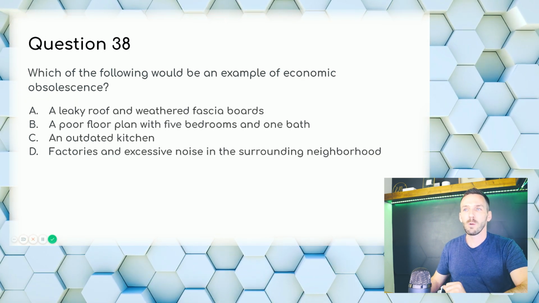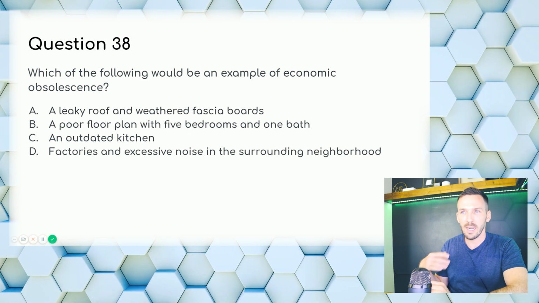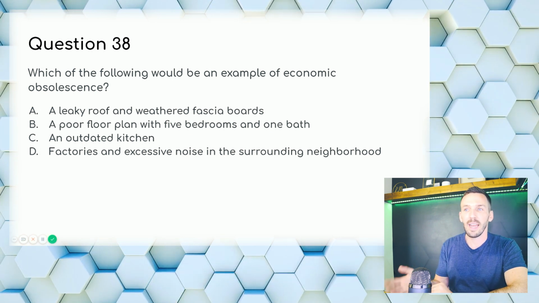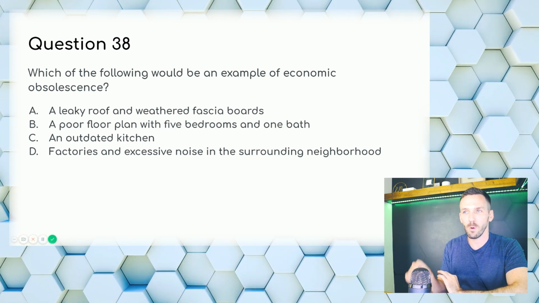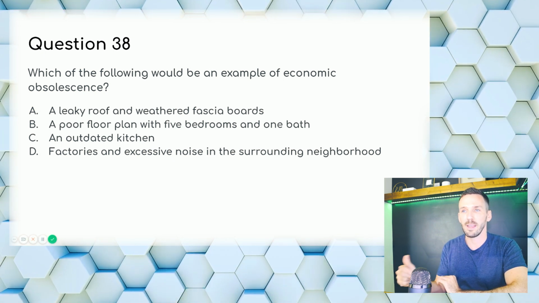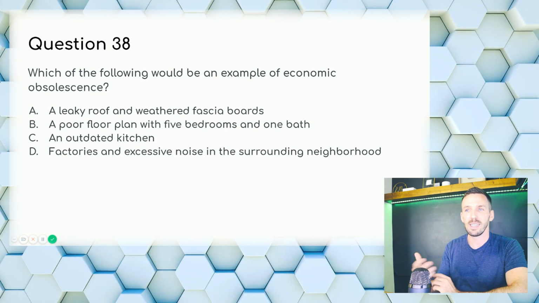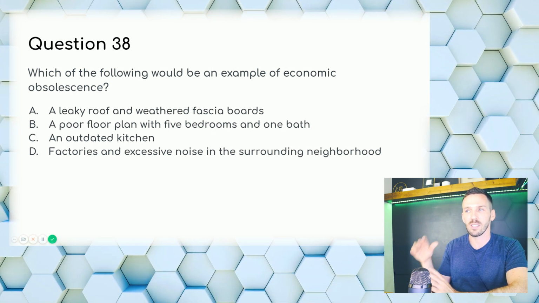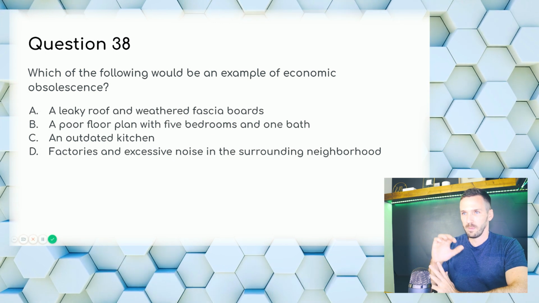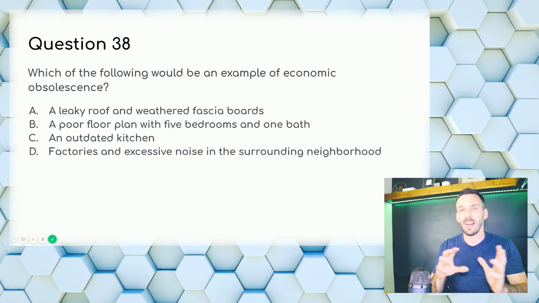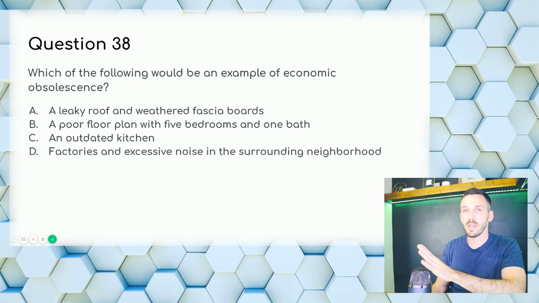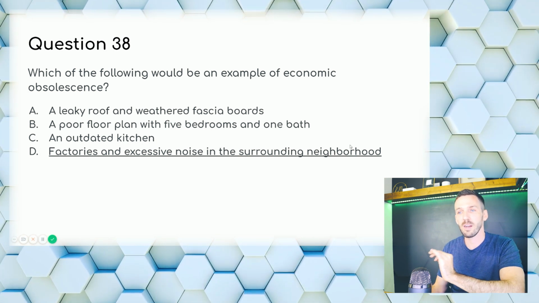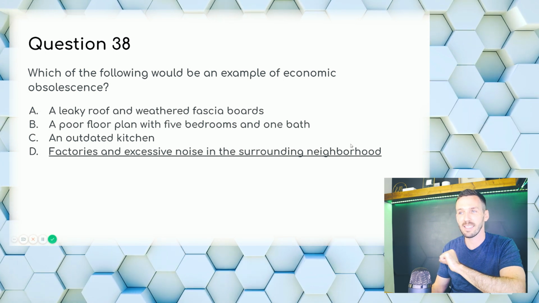All right, question 38. Which of the following would be an example of economic obsolescence? A, a leaky roof and weathered fascia boards. B, a poor floor plan with 5 bedrooms and 1 bath. C, an outdated kitchen. D, factories and excessive noise in the surrounding neighborhood. So economic obsolescence is caused by external factors. So which one of these would be external factors? Only one of these answers comes even close to external stuff. D, factories and excessive noise.